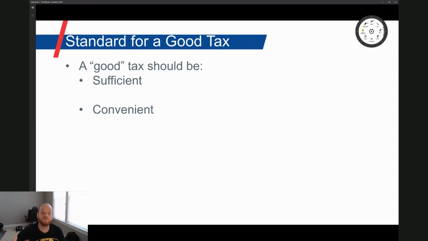So today we're going to move on and talk about the final two properties of a quote-unquote good tax, right? So number 3 is that a good tax should be efficient.